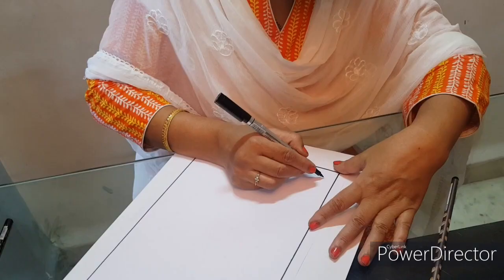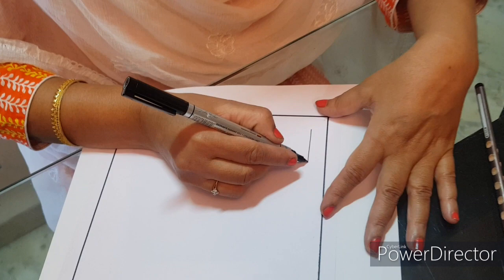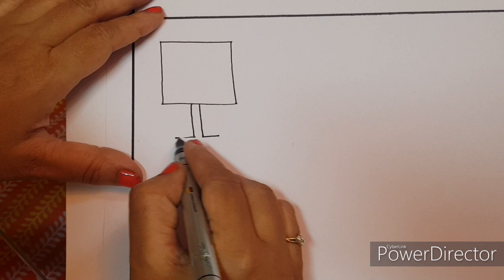Today in this session, we will learn how to draw design. The topic for our design is table lamp. For table lamp design, we will draw 3 to 4 rough sketches of the outer shape. First draw basic geometrical shape and then modify it.